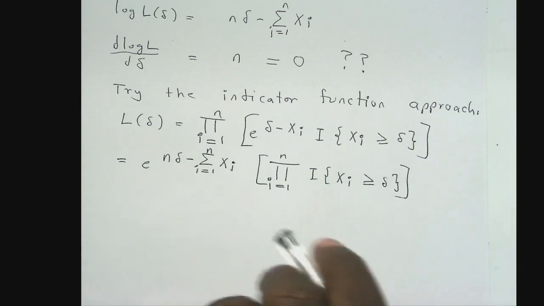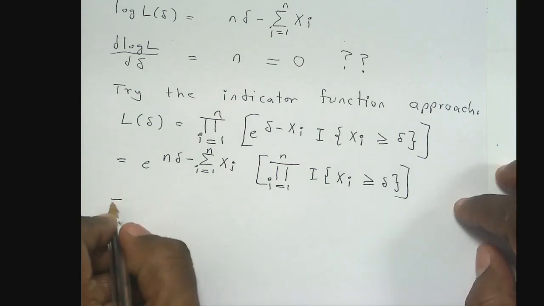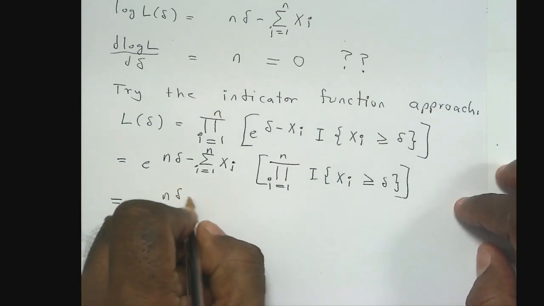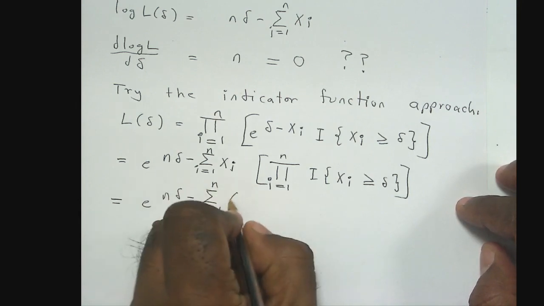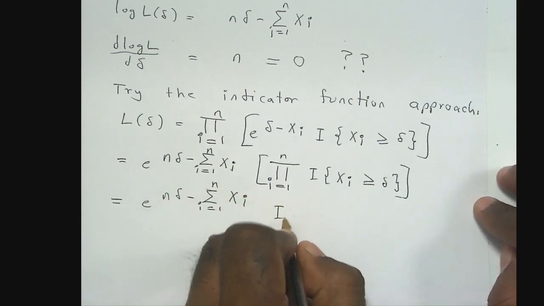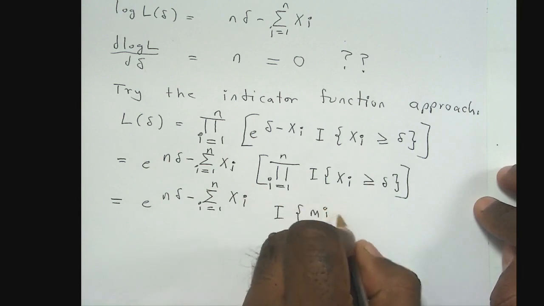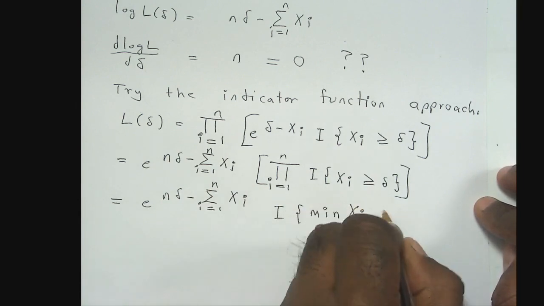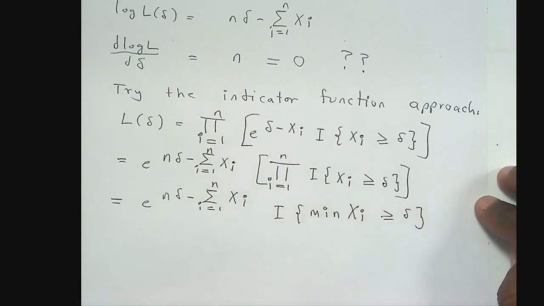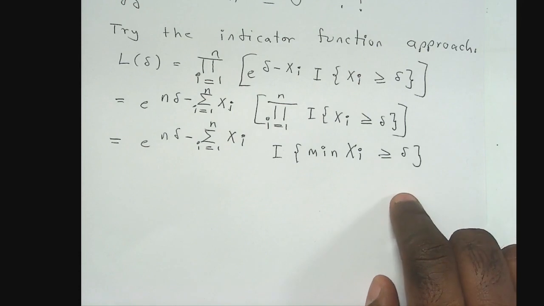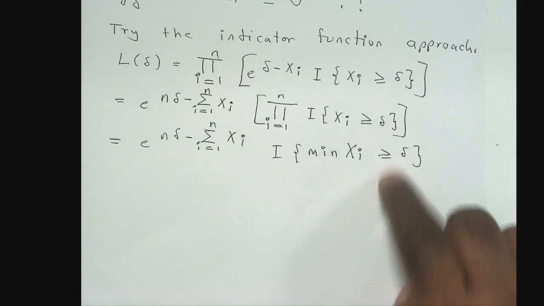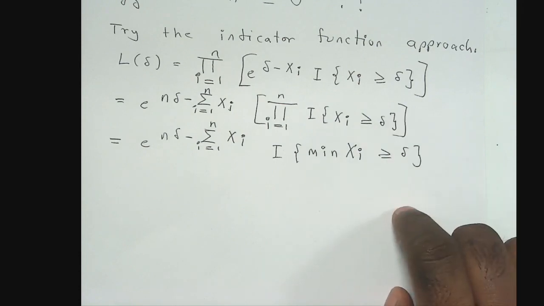Alright, good, guys, really good. So this will simplify to the min of xi greater than or equal to delta. If you wonder where this came from, just look in the scan notes, guys. There are 3 rules I gave you to simplify products of indicator functions. So this is using one of the 3 rules.